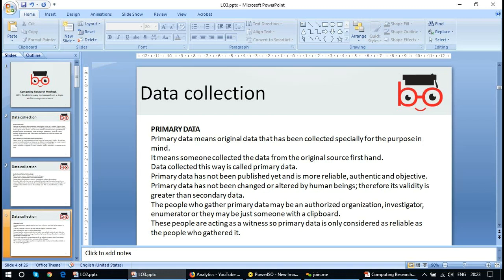People who gather primary data may be an authorized organization, investigator, enumerator, or they may be just someone with a clipboard. These people are acting as witnesses to primary data, and it is only considered as reliable as the people who gathered it. So primary data is reliable, it is in front of you. However, there is no such guarantee for secondary data until it has become a kind of theory.